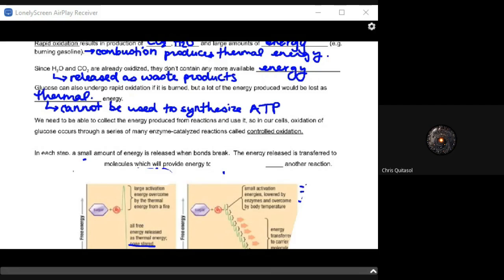Instead, glucose needs to go through a series of enzyme catalyzed reactions called controlled oxidation. You'll start to see I ask a lot of similar compare and contrast questions: controlled oxidation versus rapid oxidation. That controlled oxidation is so important for ATP synthesis.